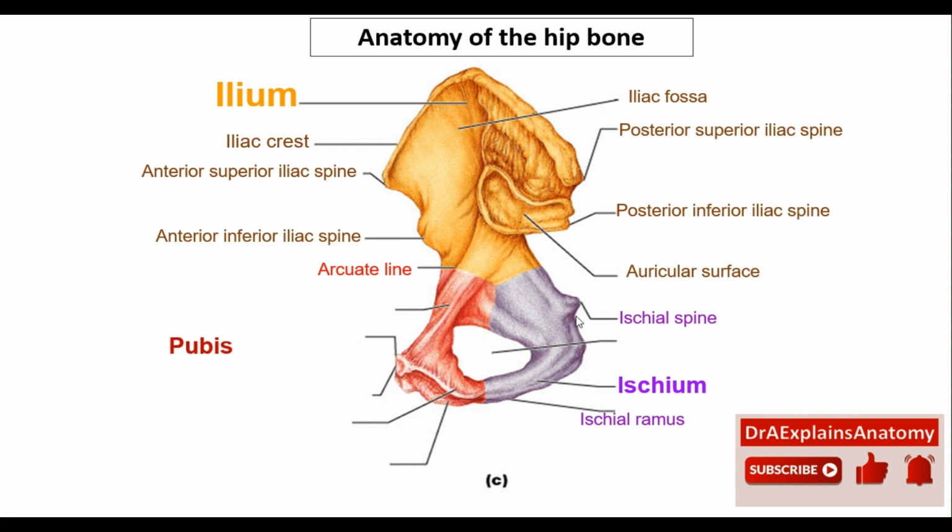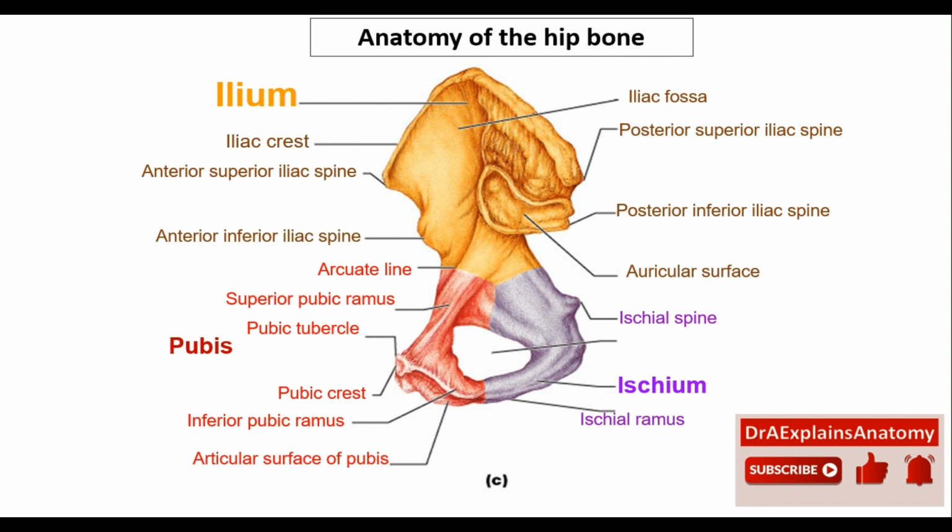This is the pubis in red. This is the superior pubic ramus. This is the pubic tubercle. This is the pubic crest. This is the inferior pubic ramus. So we have two rami for the pubic bone. And this right here is the articular surface of the pubis.